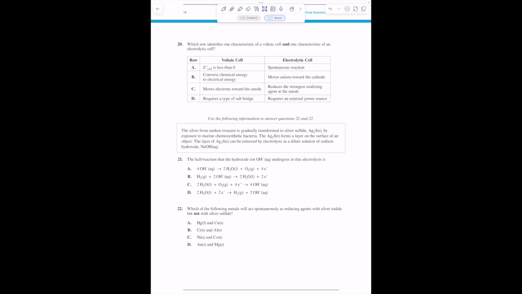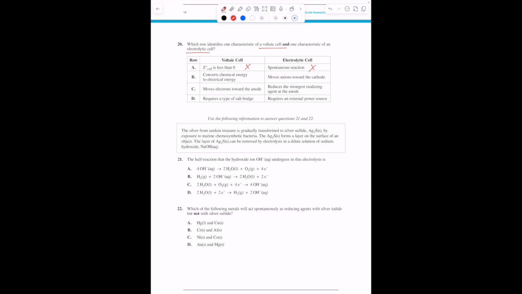Okay, so which row identifies one characteristic of a Voltaic cell and of an electrolytic cell? So I'm looking for 2 trues in the same row. All right. So the voltage of the cell is less than 0. That is false. In Voltaic cells, they have positive voltages. Electrolytic cells have a spontaneous reaction. No, they have a non-spontaneous reaction. A is out. That's a bad one. They're both wrong. Next one.